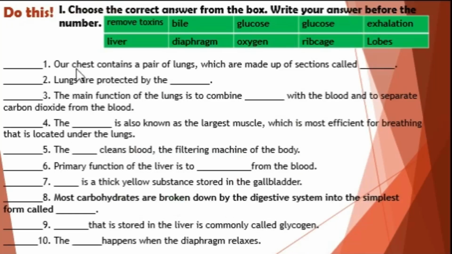Now, let's do this. Test 1. Choose the correct answer from the box. Write your answer before the number. Your options are inside the box. You have to answer 1 up to 10. Before answering, please read the questions carefully and understand.